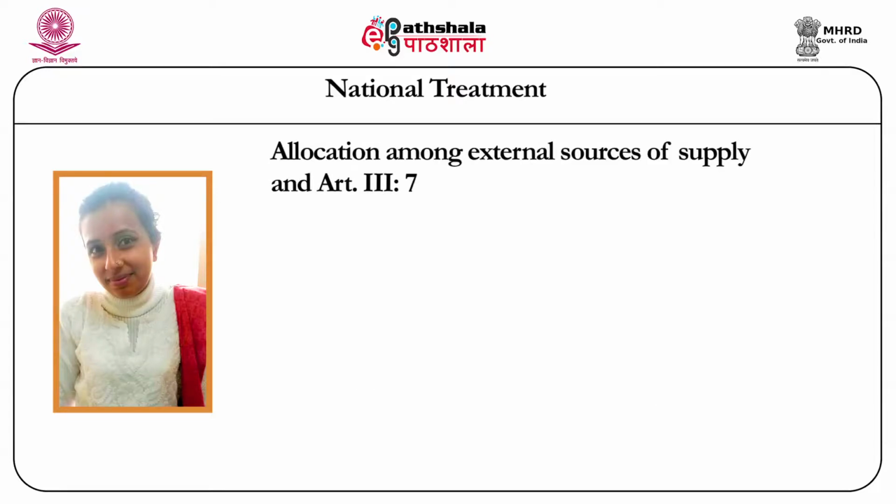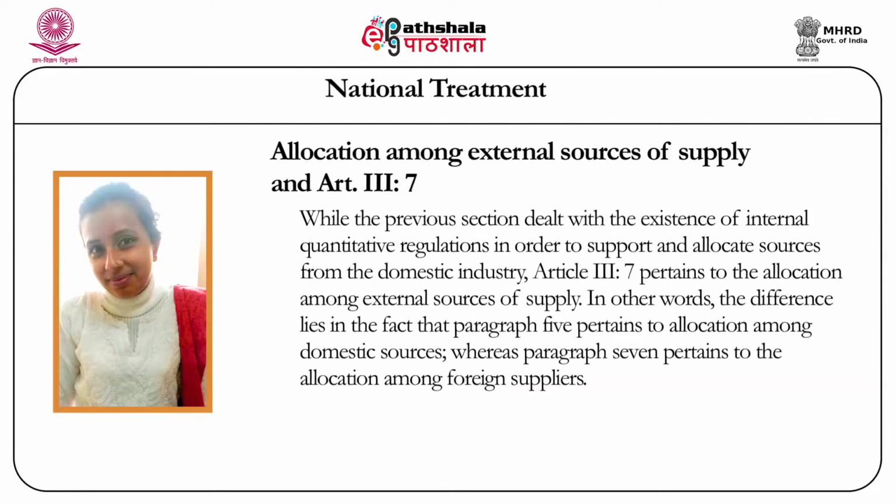The allocation among external sources of supply and Article 3 Clause 7. While the previous section dealt with the existence of internal quantitative regulations in order to support and allocate sources from the domestic industry, Article 3 Clause 7 pertains to the allocation amongst external sources of supply. In other words, the difference lies in the fact that paragraph 5 pertains to allocation amongst domestic sources, whereas paragraph 7 pertains to allocation amongst foreign suppliers.